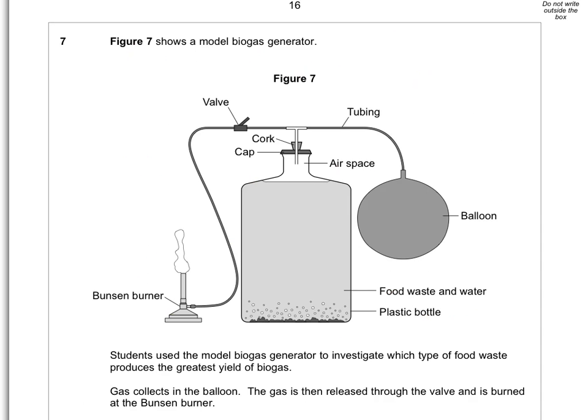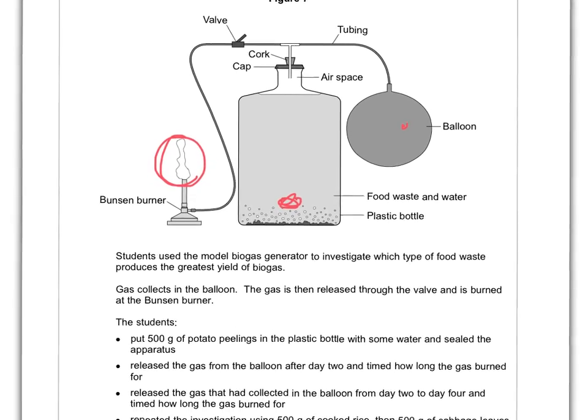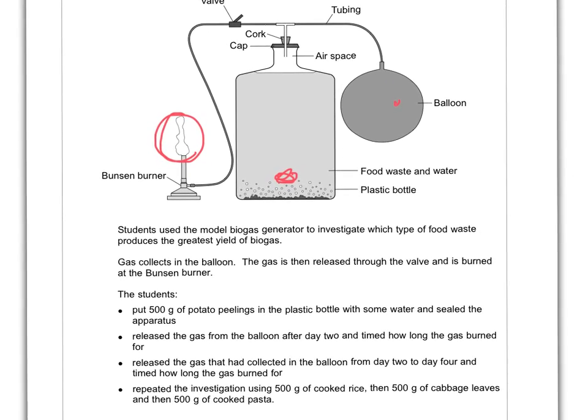Nearly there. So figure 7 shows a model biogas generator. So what's going on in here then? Let's have a look. Well, food waste and water are put into this plastic bottle here. You've got a balloon there, and here you've got a Bunsen burner, which is presumably burning off methane that's being produced by the biogas generator here. Students used the model biogas generator to investigate which type of food waste produces the greatest yield of biogas. In other words, how long will make the Bunsen burner burn for longer.